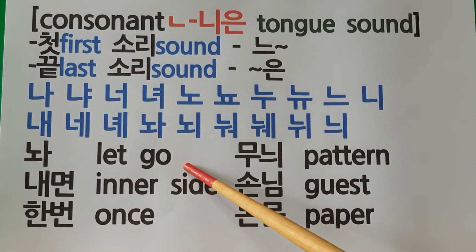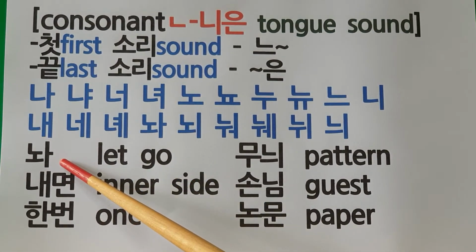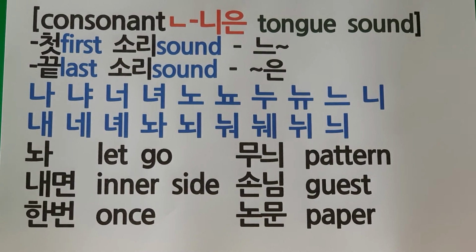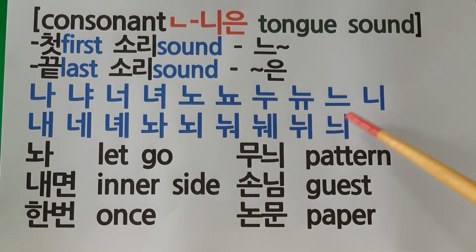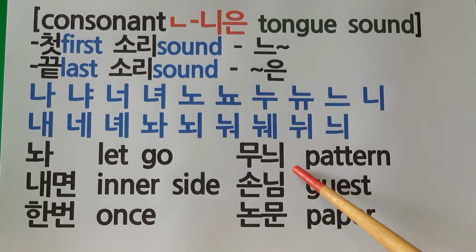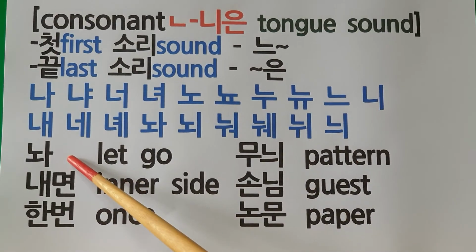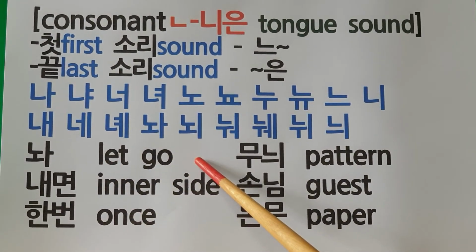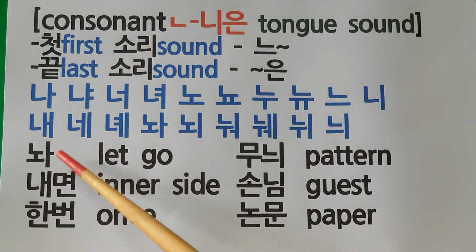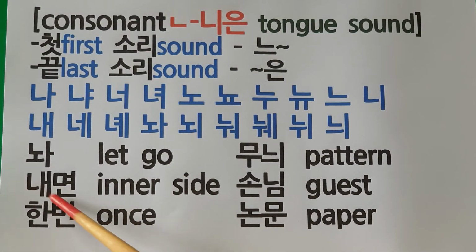Here, let go is 놔. Let go of me. 놔. 무늬. Here, 니. 무늬. Pattern. 무늬. Pattern. 놔. Let go. 놔. This is 나. This is 놔. Okay? 내면. 은. 내면. Inner side. 내면. Inner side.